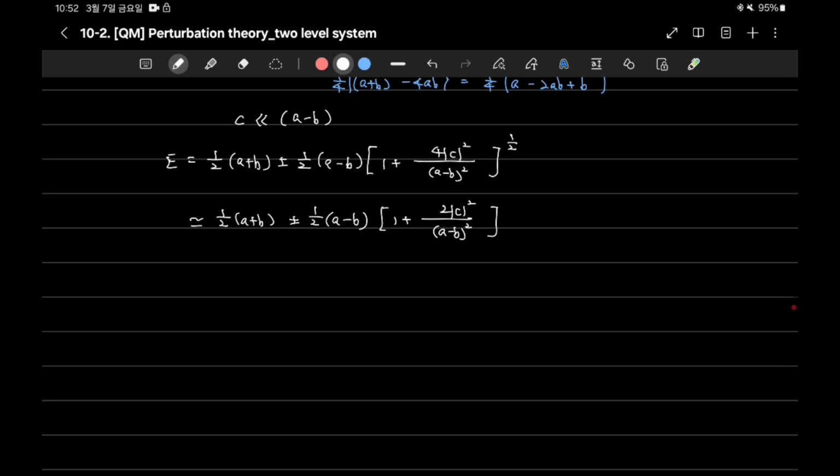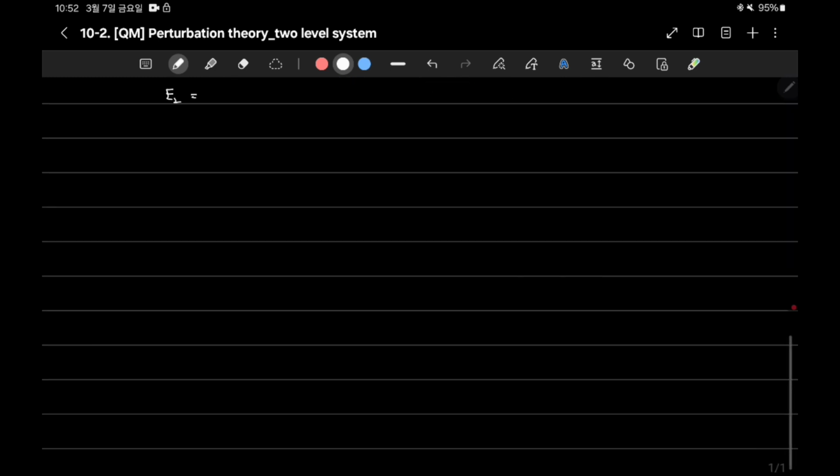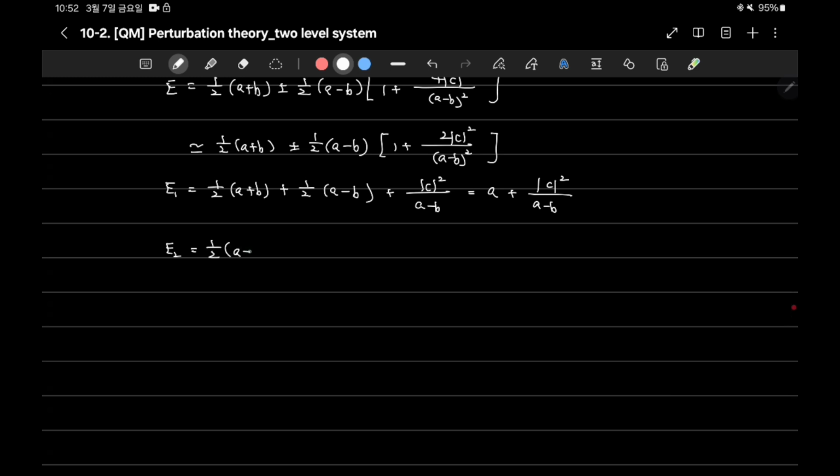So there are two solutions of energy. The first solution is 1 half A plus B plus 1 half A minus B, plus C square over A minus B. The A minus B terms combine, so it can be written as A plus C square over A minus B. The other solution is 1 half A plus B minus 1 half A minus B, minus C square over A minus B. So here it is B minus C square over A minus B.